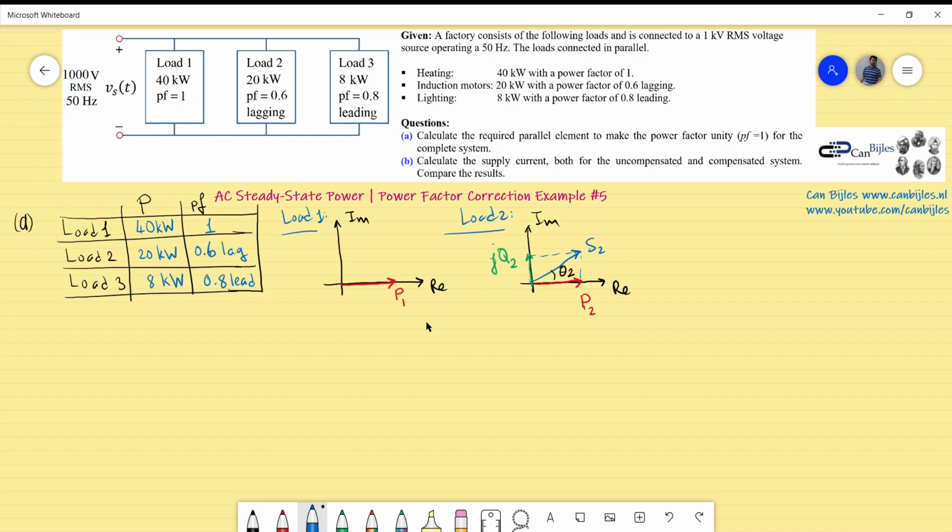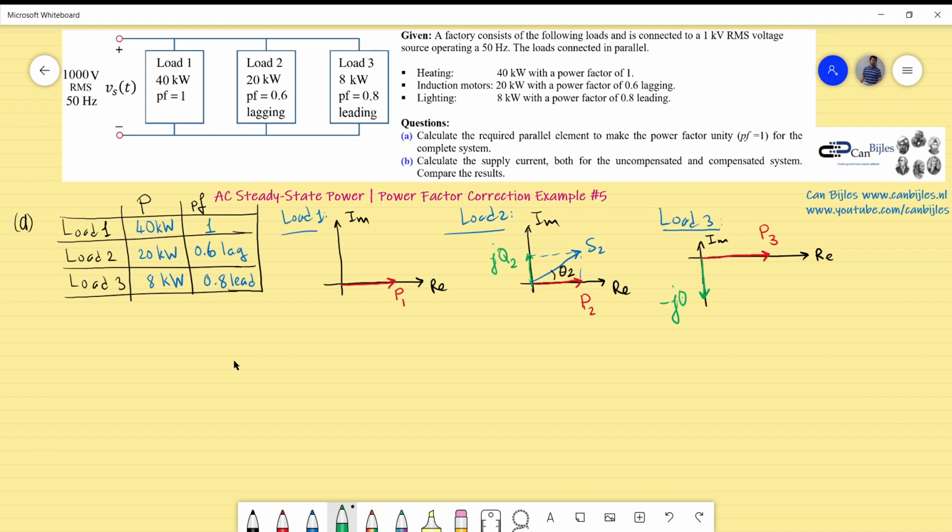Let's make now the situation for load 3 in a similar form. So I have the real and the imaginary parts, and this time I know the reactive component must be pointing in the negative y direction. Why? Because of the leading power factor, and a leading power factor means the phase, the theta associated with the system, is negative. So I have again some real power, which is P3 this time, and there is the reactive power Q3, but it is pointing in the negative y direction.